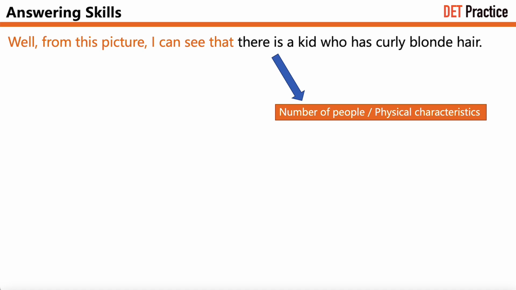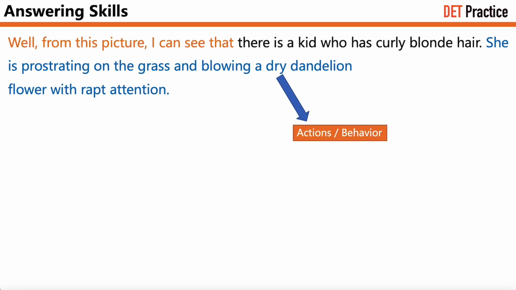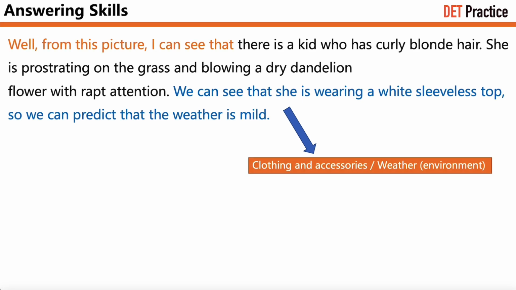Then we can say, she is prostrating on the grass and blowing a dry dandelion flower with rapt attention, to describe the actions and behaviors of the person in the image. We can see that she is wearing a white sleeveless top, so we can predict that the weather is mild. In this step, we mention the person's clothing and the weather.